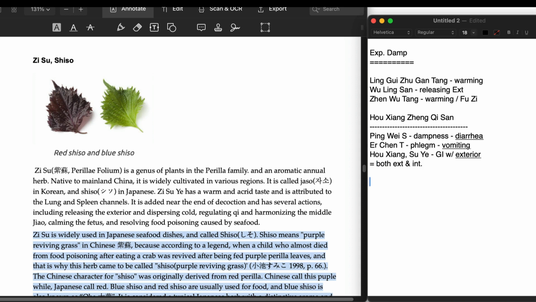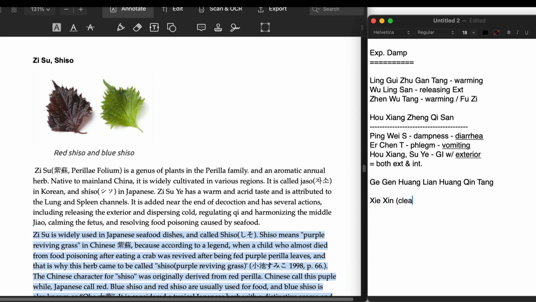And there is another similar formula, Ge Gen Huang Lian Huang Qin Tang. So as you can see, Ge Gen treats exterior, and Huang Lian Huang Qin treat interior heat, so excess heat. And actually, Huang Lian Huang Qin. Any idea? What is Huang Lian Huang Qin? Huang Lian Huang Qin is Xie. This is also some unknown formula, Xie.